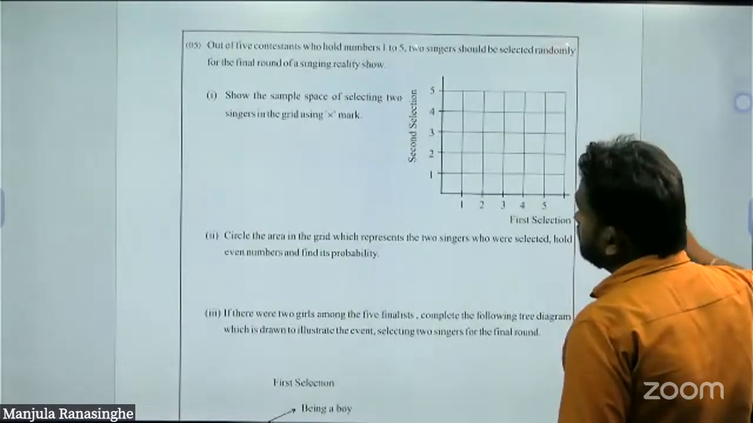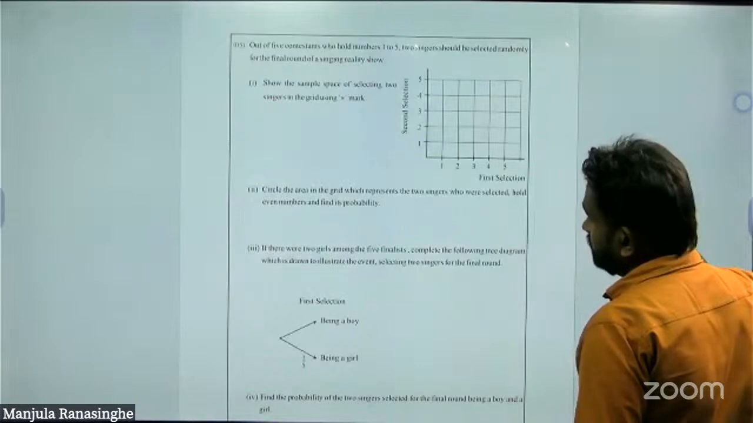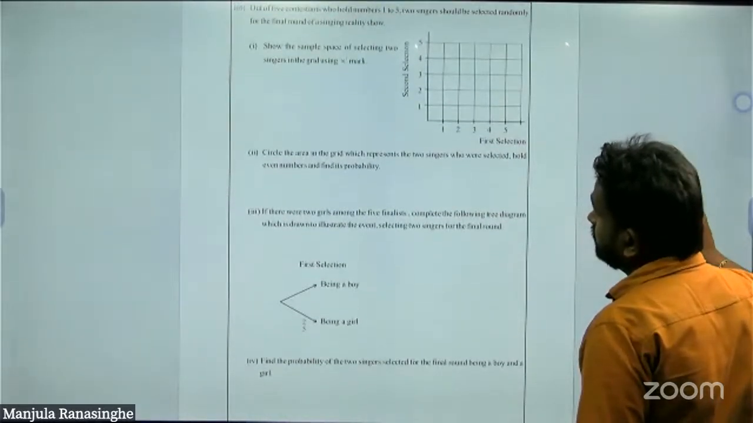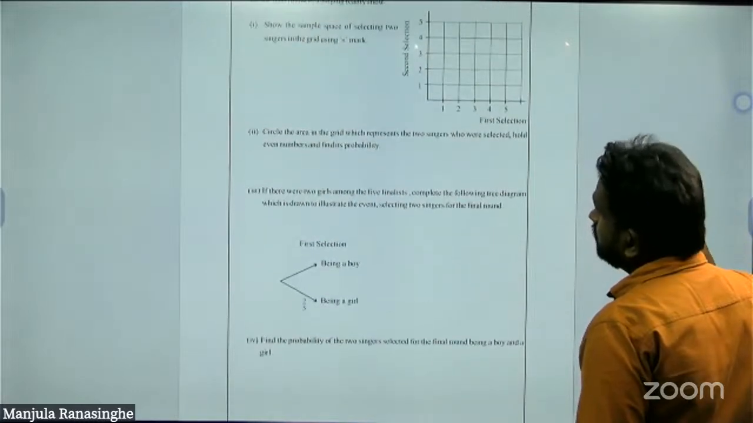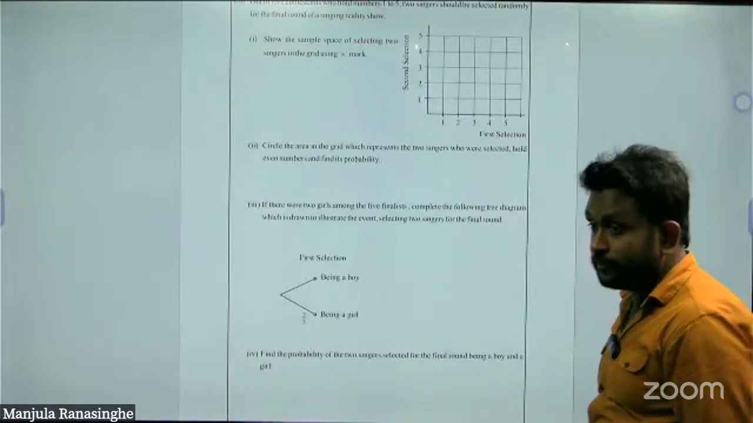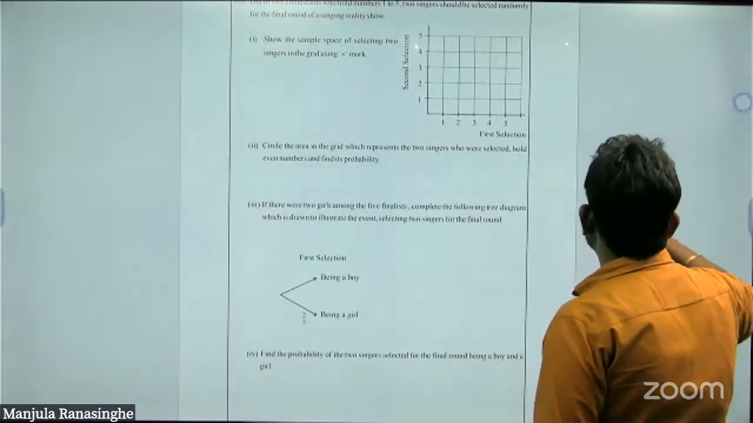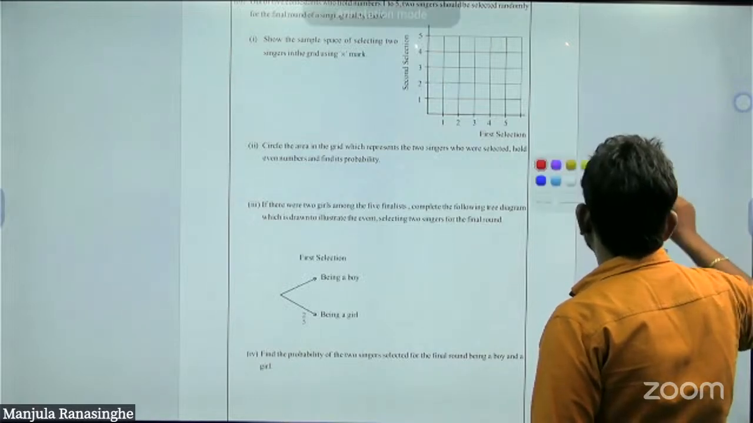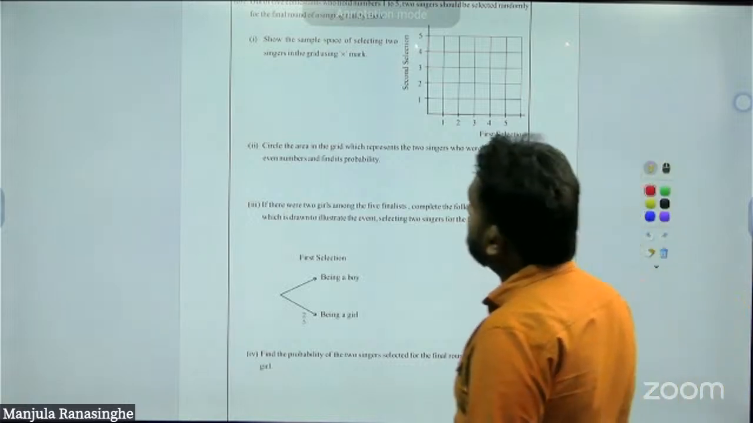So everyone concentrate and do every paper and the questions. Okay, fine. Okay, right. Now see this question. Right, now check.